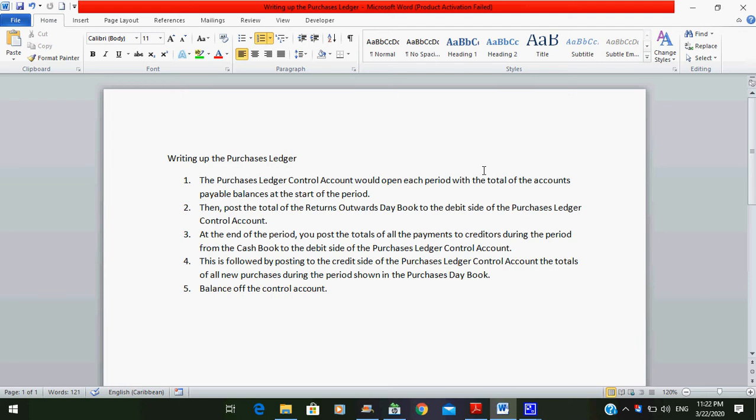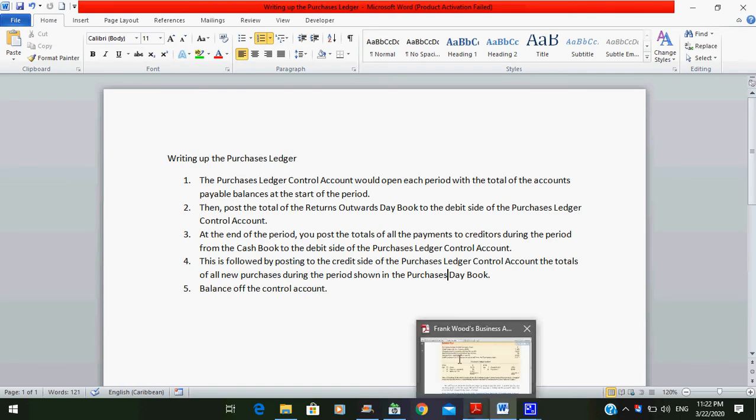Step two, then post the total of the returns outwards day book to the debit side of the purchase ledger control account. Then at the end of the period, you post the totals of all the payments to creditors during the period from the cash book to the what? Debit side of the purchase ledger control account. This is followed by posting to the credit side of the purchase ledger control account the totals of all new purchases during the period shown in what? Purchases day book, and then the balance of the control account.